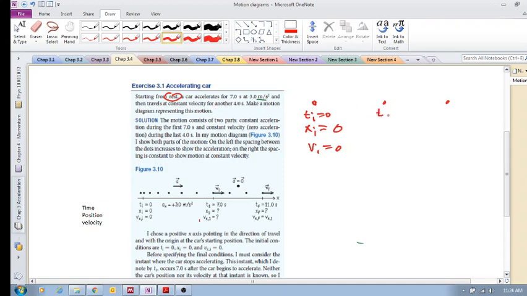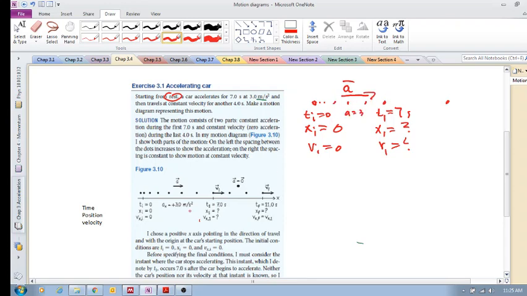Let's call it time 1, which is then 7 seconds. Position 1, we don't know. And velocity 1, we don't know. But what's happening between here is we have an acceleration of 3 meters per second squared. So we start off with closely spaced dots, and they increase. So we can see that our acceleration is there, and our acceleration is 3.